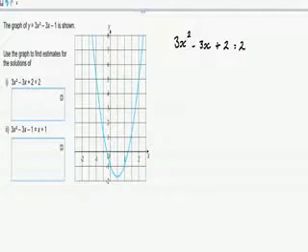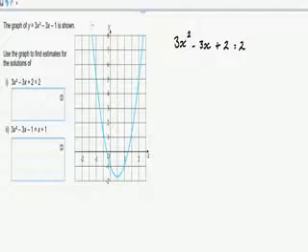Okay, so graphing part 2. So we're going to look at what looks horrible but really isn't. Okay, so we have the graph here of y equals 3x squared minus 3x minus 1.